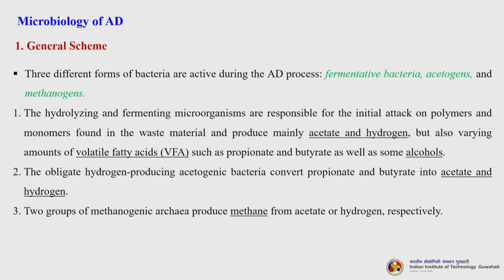Now, the hydrolyzing and fermenting microorganisms are responsible for the initial attack on polymers and monomers found in the waste material and produce mainly acetate and hydrogen, but also varying amounts of volatile fatty acids such as propionate and butyrate as well as some alcohols. Now, the obligate hydrogen producing acetogenic bacteria convert this propionate and butyrate again into acetate and hydrogen. So, 2 groups of methanogenic archaea produce methane from the acetate or hydrogen respectively.